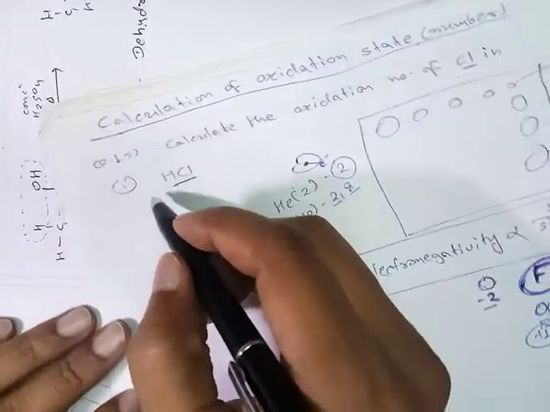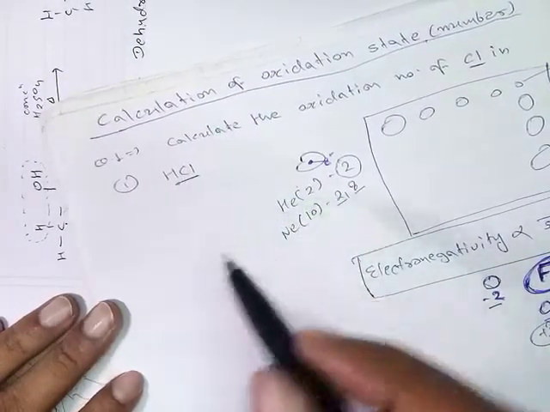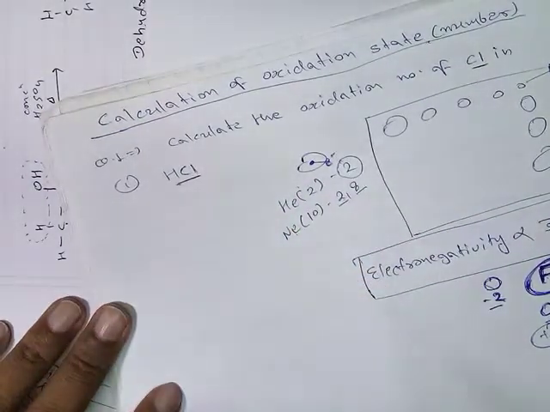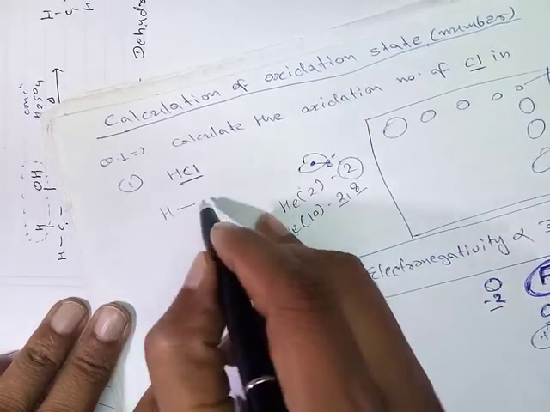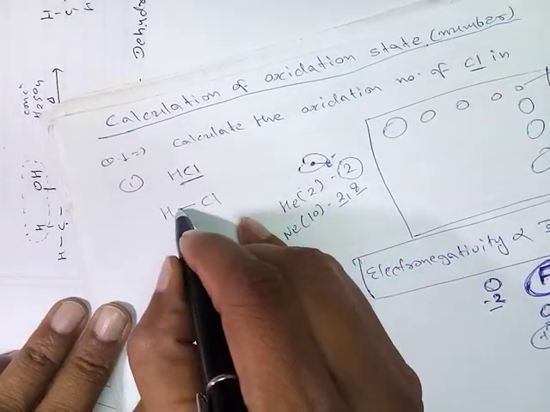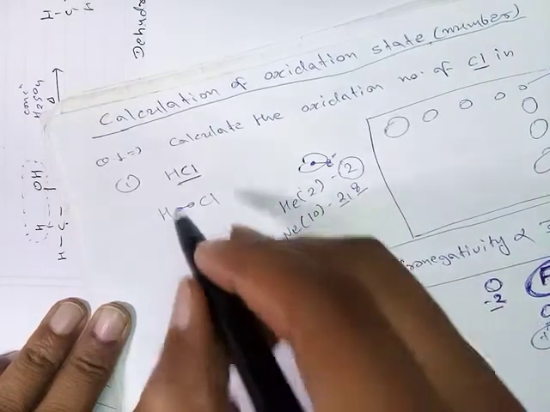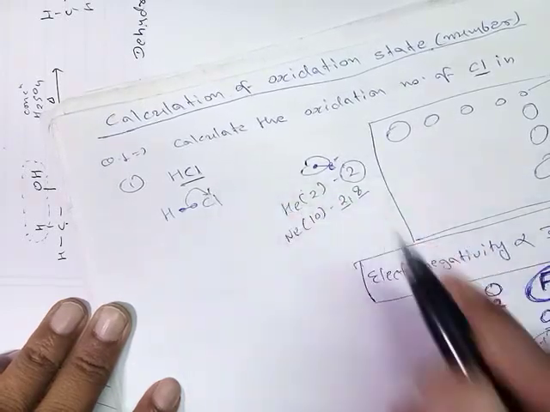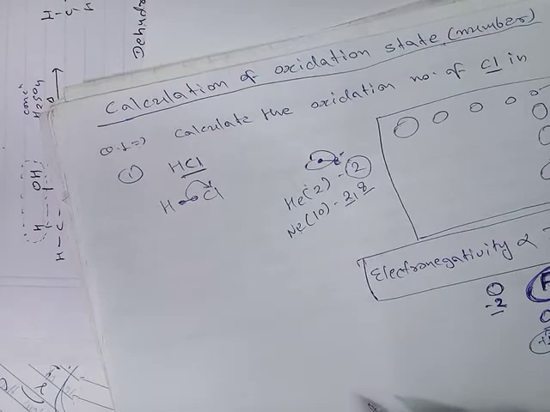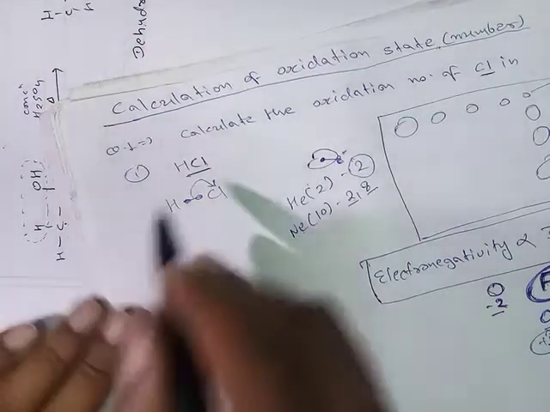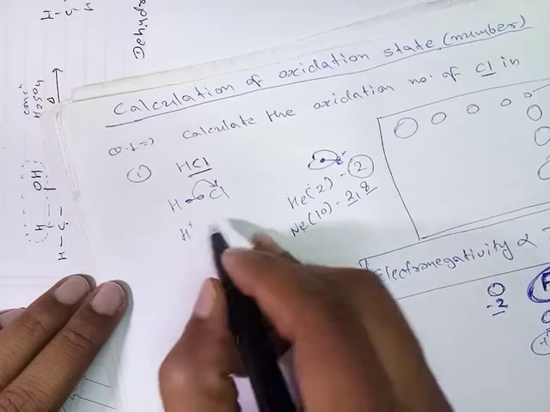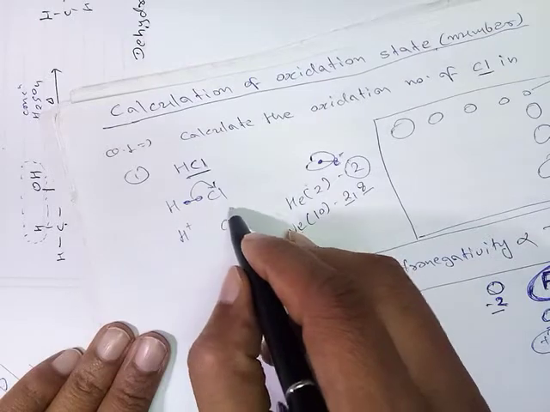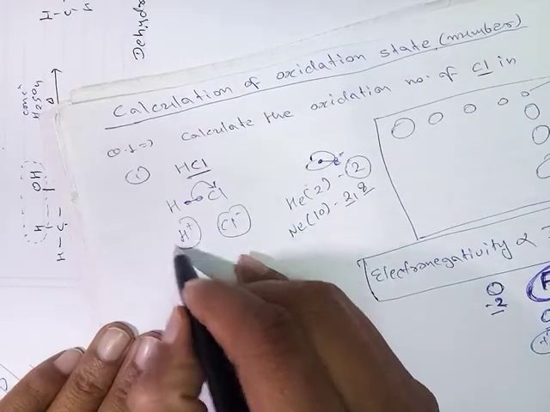So here in HCl, the oxidation number of chlorine in HCl. The electronegativity of chlorine is more than hydrogen. Suppose here hydrogen is singly bonded with chlorine. Suppose we break this bond. So both electrons are transferred towards the chlorine atom due to the higher electronegativity of chlorine compared with hydrogen. Therefore, hydrogen generates a +1 charge and chlorine gets a minus charge. So here the oxidation number of chlorine is -1 and the oxidation number of hydrogen is +1.